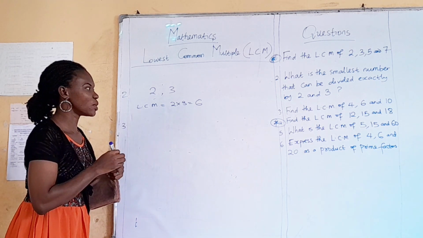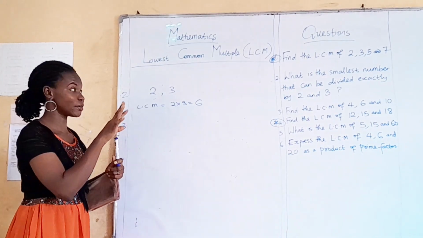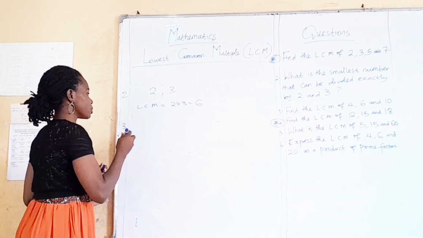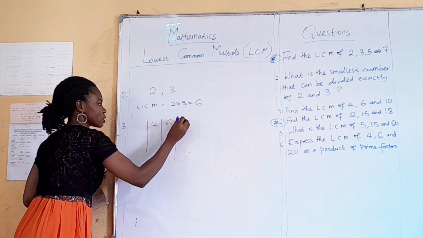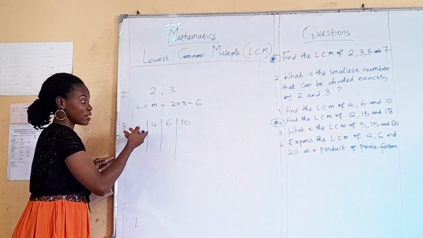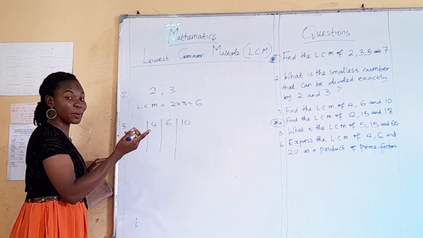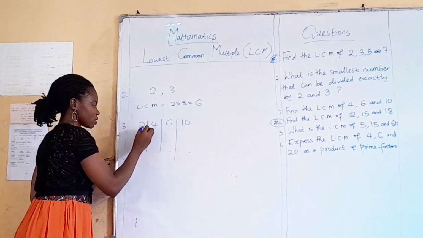Number 3, find the lowest common multiple of 4, 6, and 10. If you look at it, the two conditions I gave are not satisfied by number 3. So we're going to use our line method to solve this. This is the line method: 4, 6, and 10. We start with the smallest number that can divide. Any of the numbers are even numbers, so I start with 2.